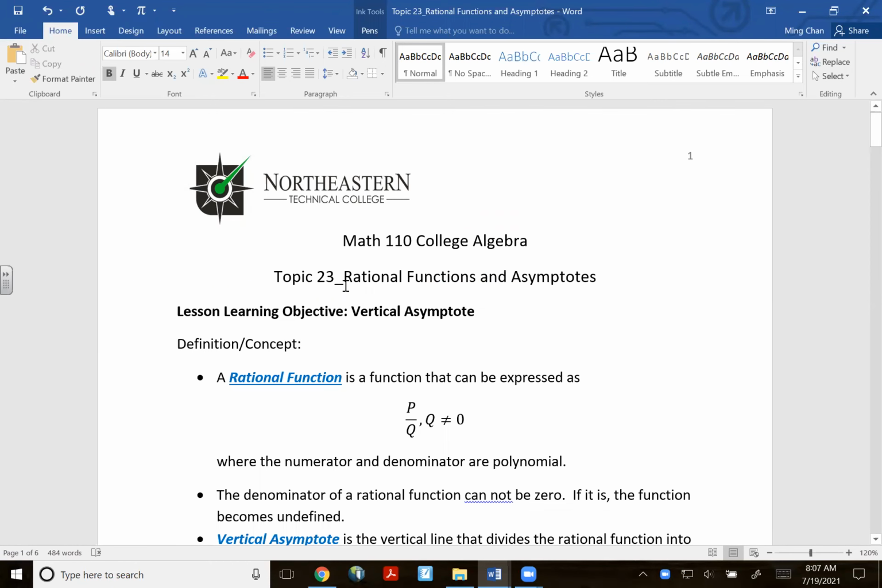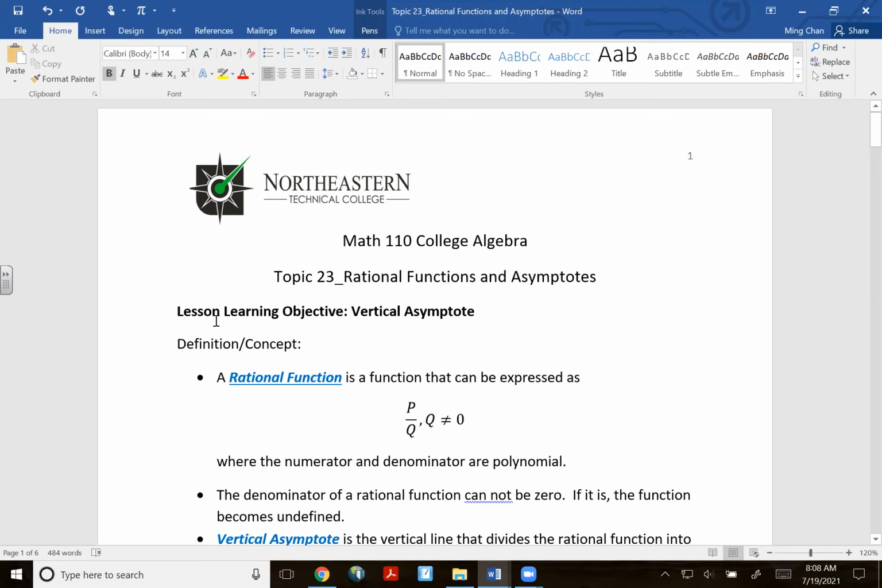All right, welcome to topic number 23, rational functions and asymptotes. So this topic and the following topic, I'm going to begin to show you how to graph rational functions by hand. So the first thing we're going to learn is what's so-called asymptotes.